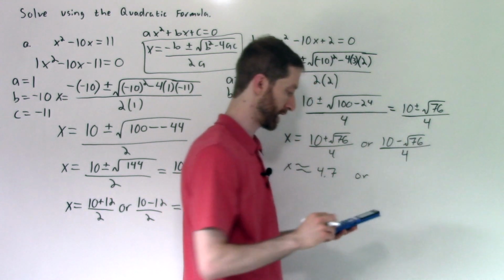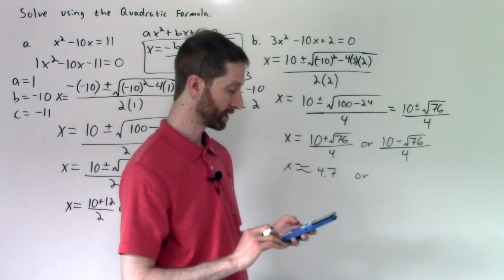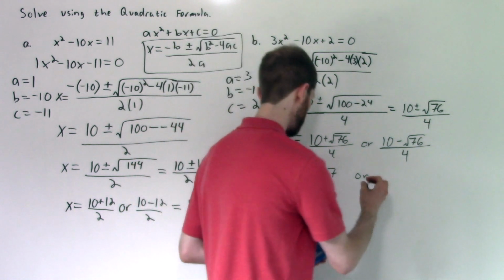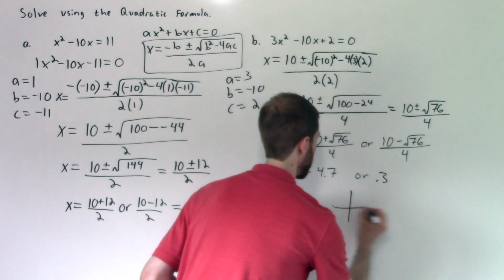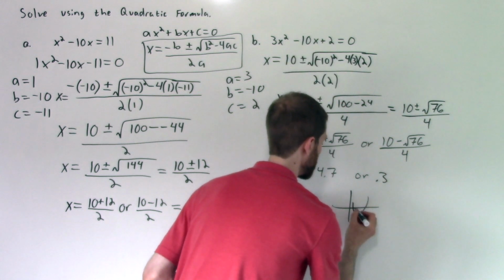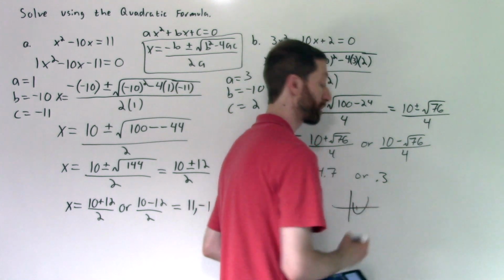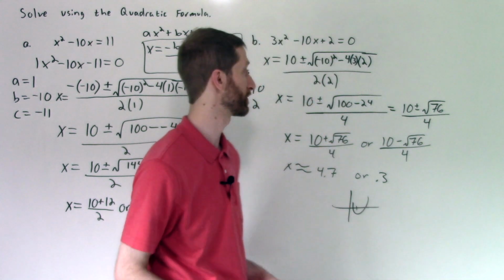Or we'll do this now: 10 minus the square root of 76. It's about 1.28, and we'll divide that by 4. That's approximately 0.3. Which means that on a graph, we're crossing approximately just before 1, and then just before 5. So just before 1 and then just before 5 are our x-intercepts.